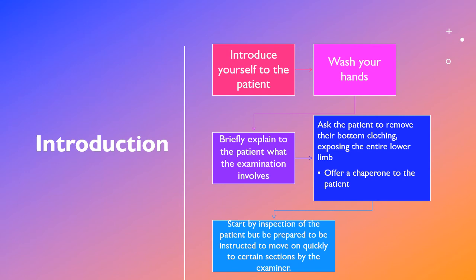Expose the patient adequately by asking them to remove their bottom clothing, exposing the entire lower limb. If necessary, offer a chaperone to the patient. Then start by inspecting the patient, but be prepared to be instructed to move on quickly to certain sections by the examiner.